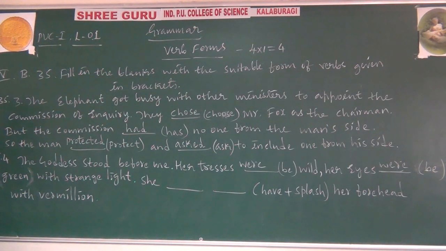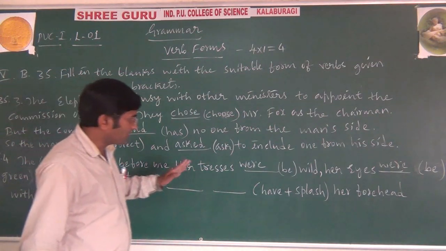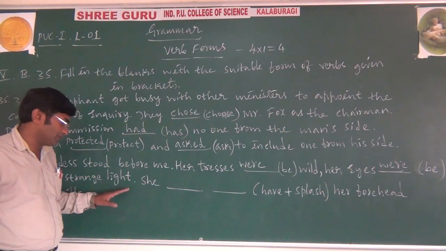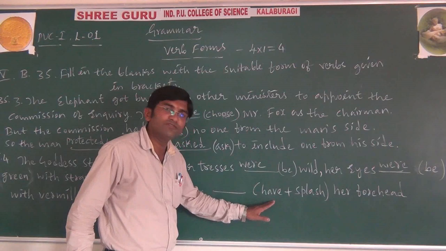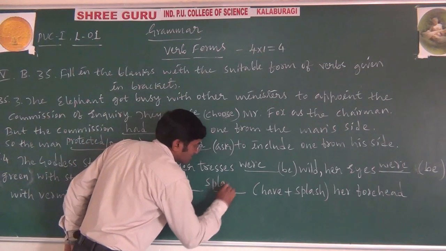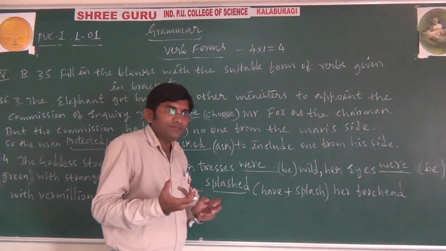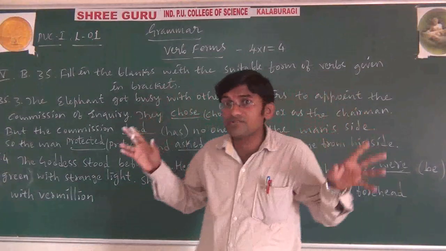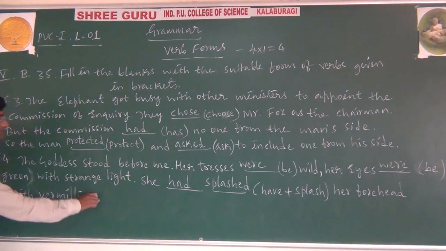Let us strike out the bracket. Fine. That's correct. The goddess stood before me. Her tresses were wild. Her eyes were green with strange light. She had a splash. Why had? Present perfect tense helping verb is has or have. So have is given. Had plus splash. Splash means split into different directions. I mean vermilion, which was applied by the goddess, was split into different directions. Right? Had splashed her forehead with vermilion.